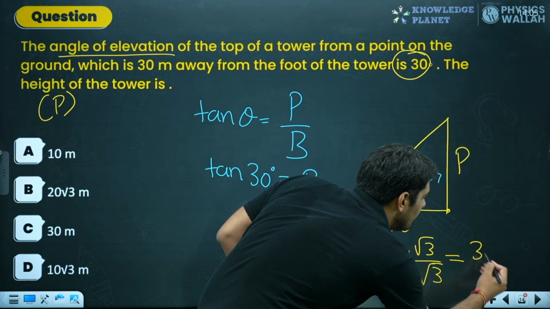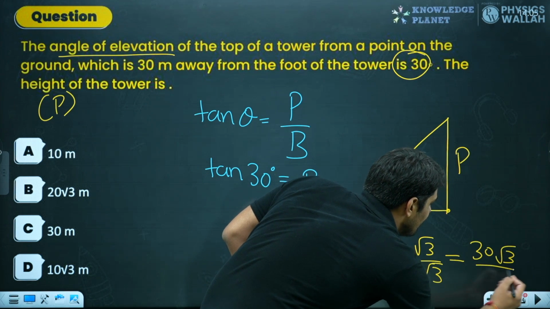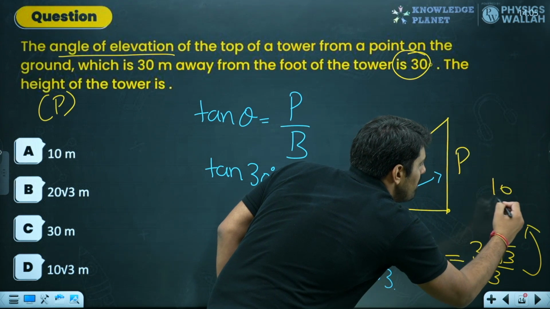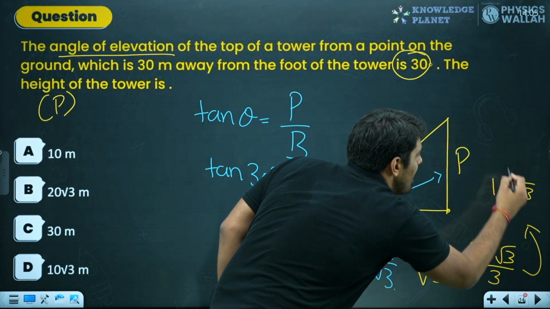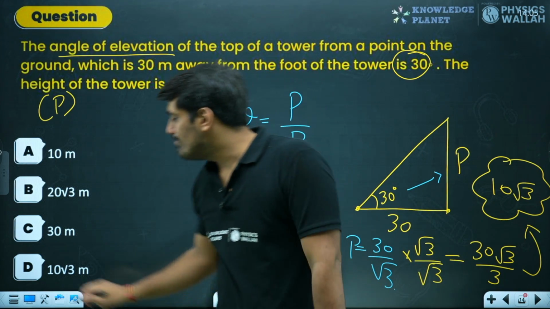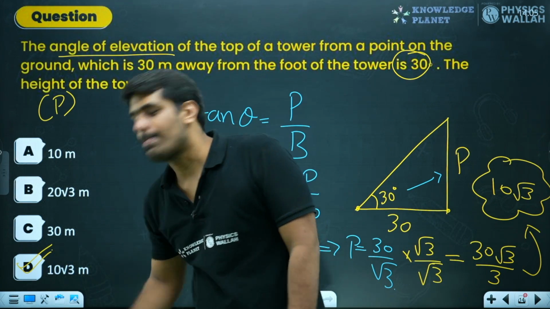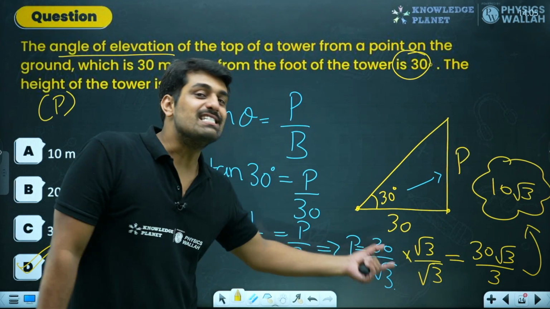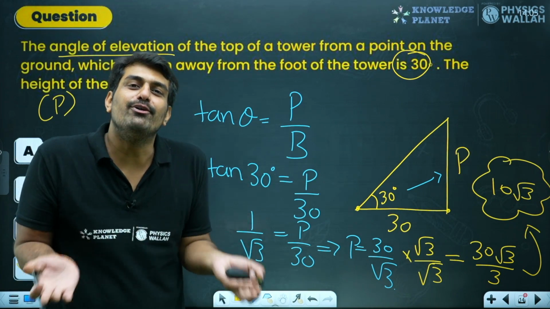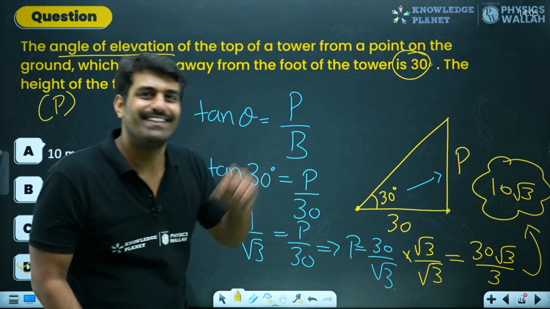We have 30 root 3 by simply 3. So ultimately, when you do the calculation, we'll come up with 10 root 3. And this is our final answer, which matches with option number D. This was the concept which was new in this particular question. Each and every question has a new thing. So this is the one which we had.